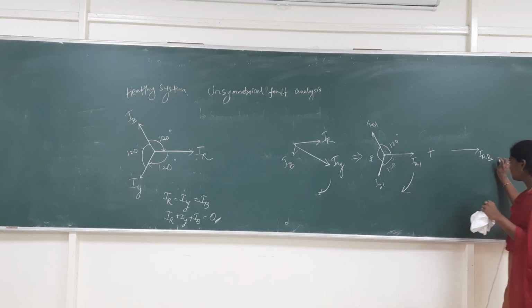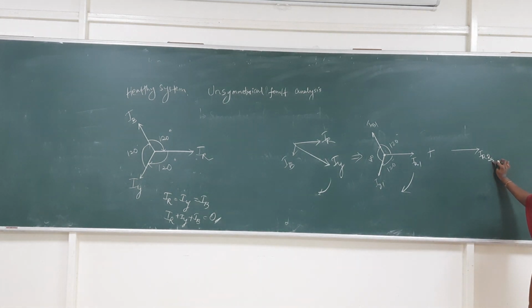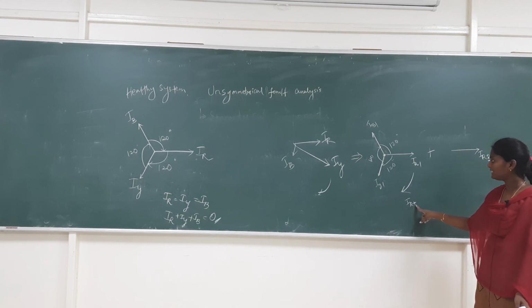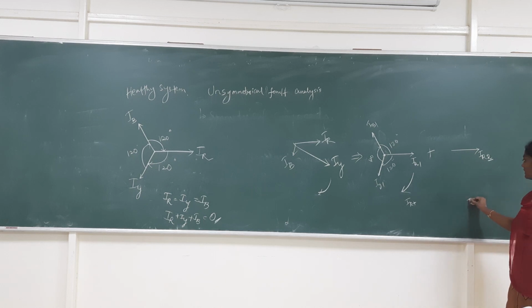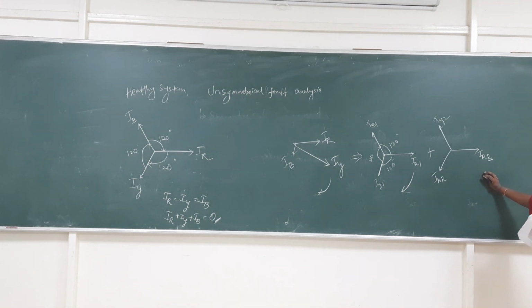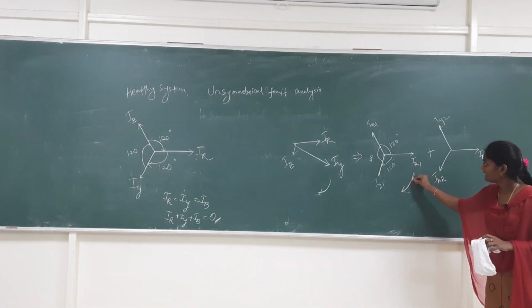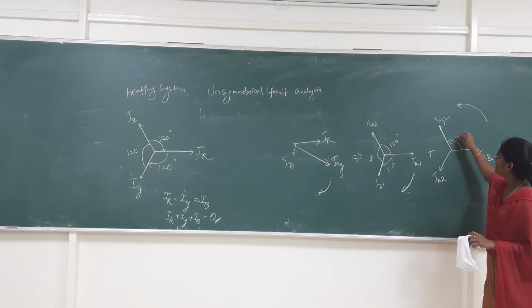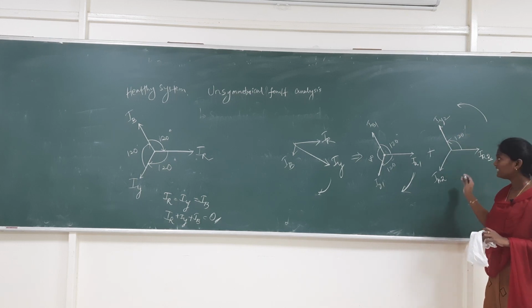IR2. The negative sequence symmetrical component is represented by the suffix 2. Some books follow IR plus for the positive sequence symmetrical component, and for the negative sequence they follow IR minus, IY minus, IB minus. It is similar to the positive sequence component except for the direction. If the positive is in this direction, the negative follows the opposite direction, with the same 120 degree phase shift between each phase.